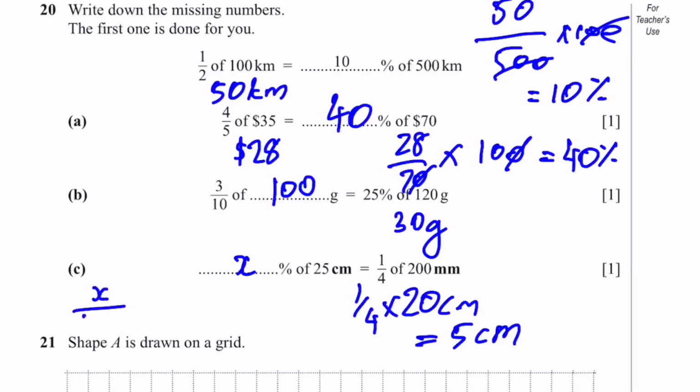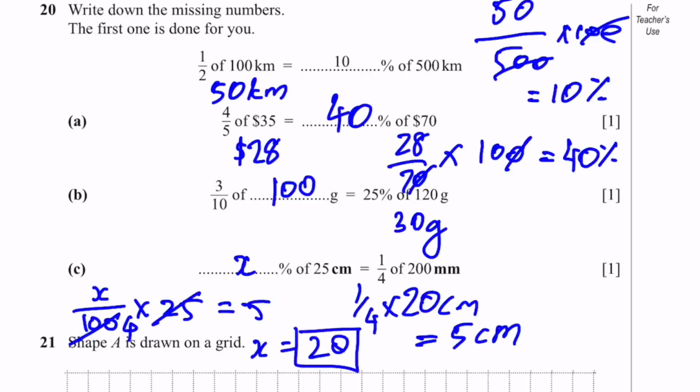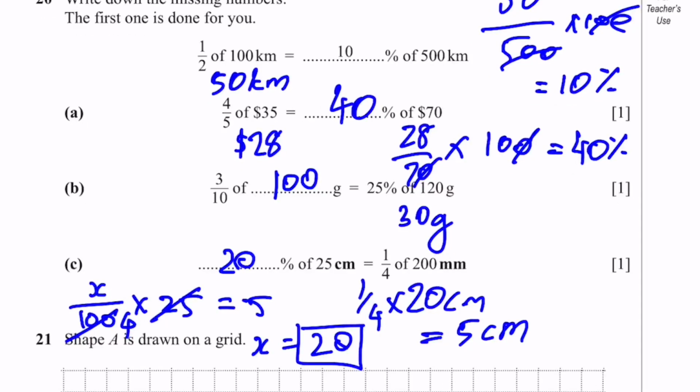So that means x by 100 multiplied by 25 is equal to 5. Now we can cross out. X by 4 is 5. X is equal to 20. And therefore, 20% of 25 centimeters is equal to 1 by 4 of 200 millimeters. And that's the answer for question 20.